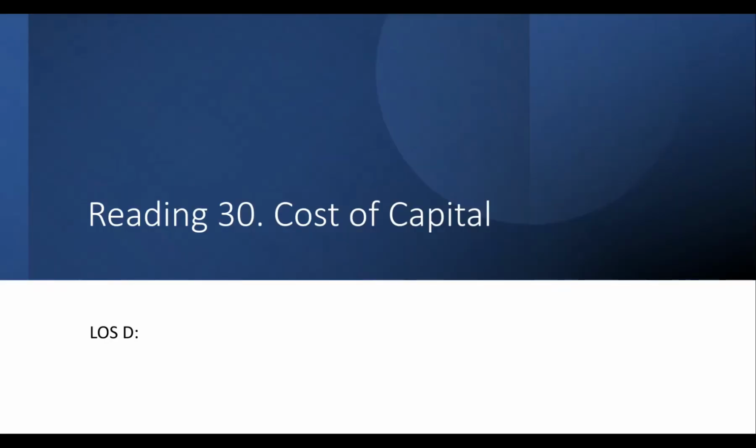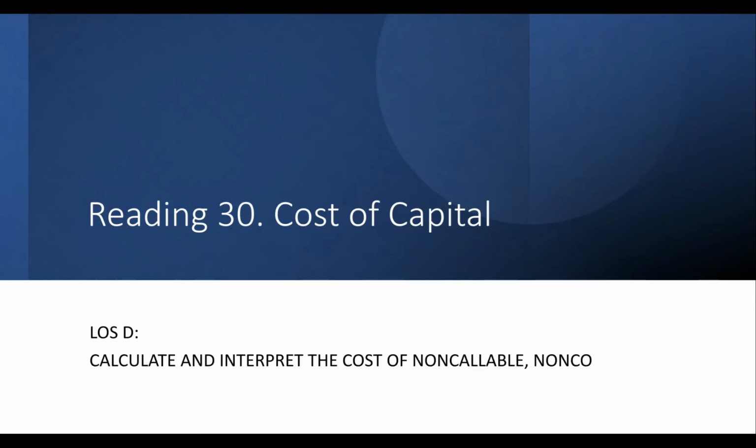This is Ritika and we are doing reading 30 of Corporate Issuers called Cost of Capital. We are now on LOS D, and this LOS requires us to calculate and interpret the cost of non-callable, non-convertible preferred stock. So before we begin, what are embedded options?